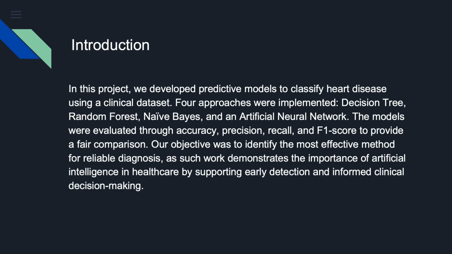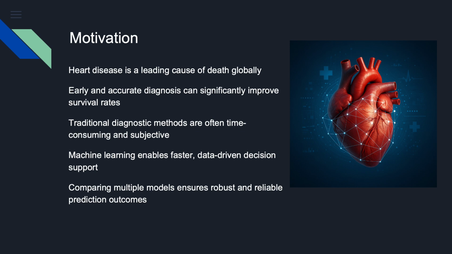In this project, we built models to predict heart disease using clinical data. We tested 4 methods: decision tree, random forest, naive Bayes, and an artificial neural network. Each model was evaluated using accuracy, precision, recall, and F1 score. Our goal was to find the most effective method, showing how AI can support early detection and better decision making in healthcare. Heart disease is one of the leading causes of death worldwide.